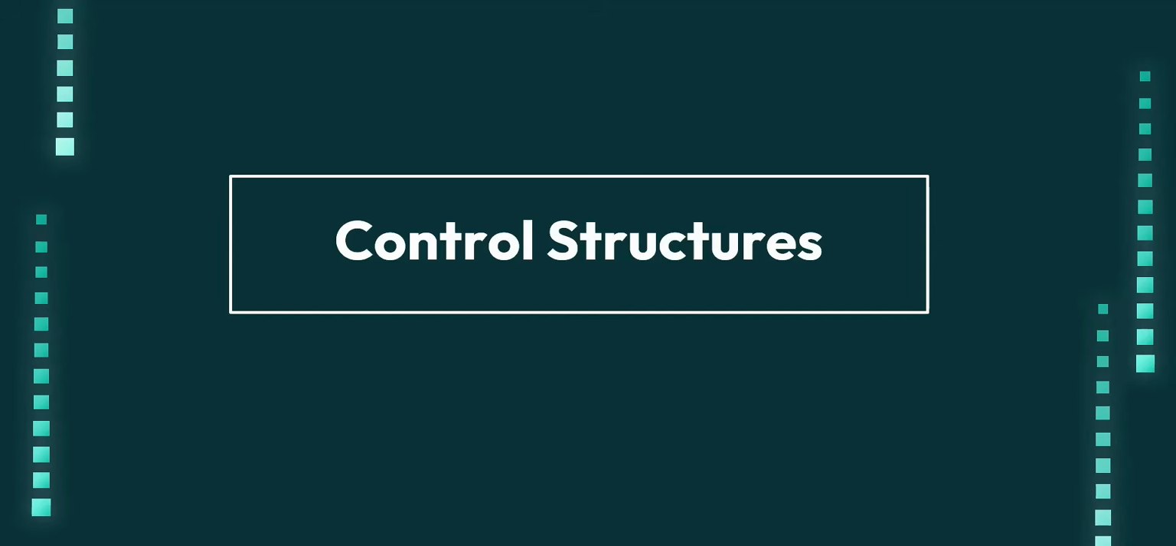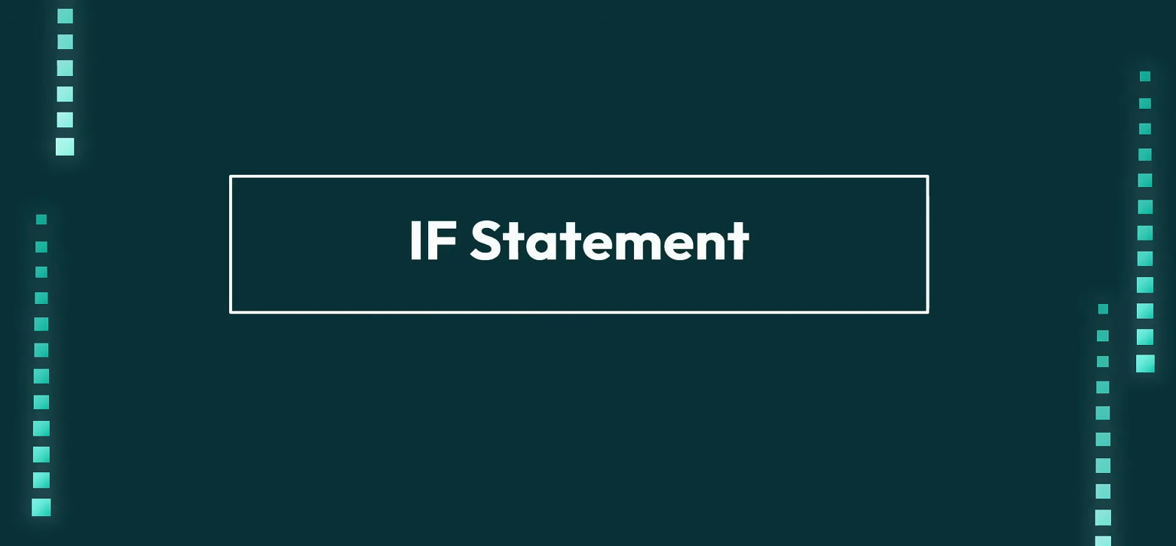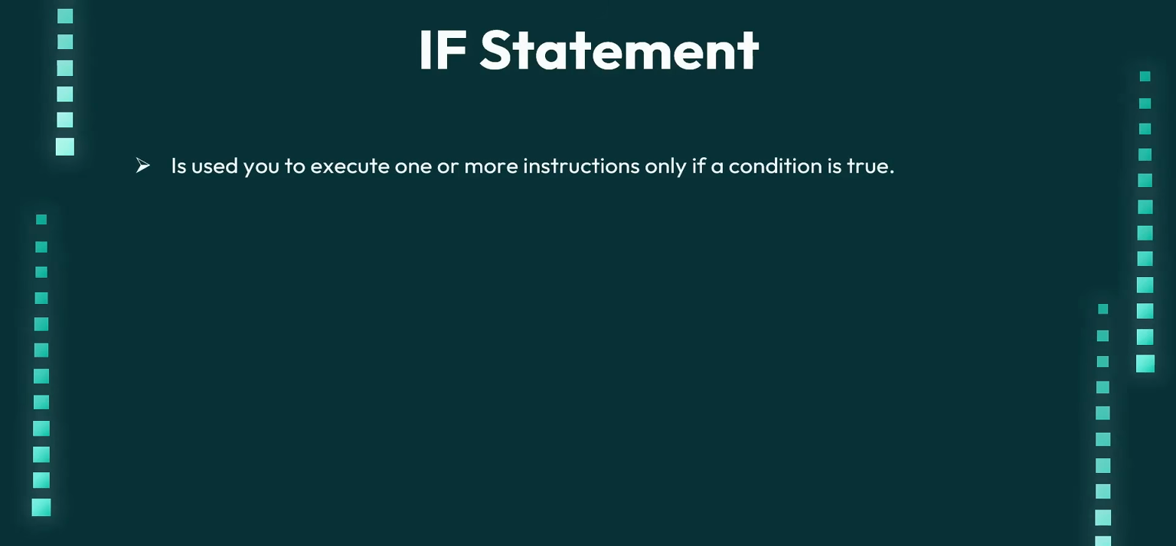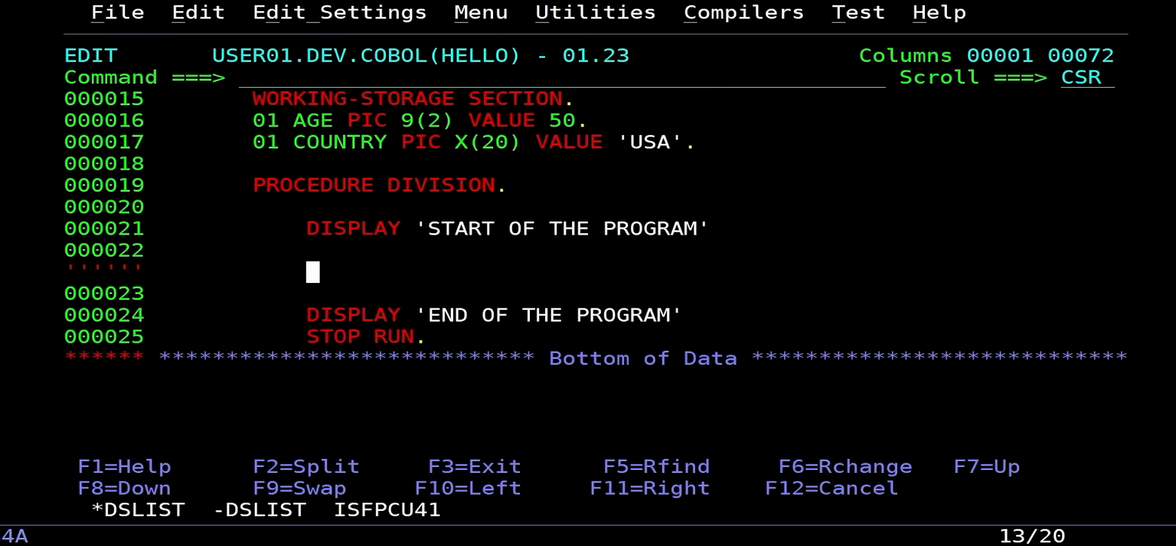In this new section, we're going to see how to structure the logic of our program using control structures. We'll start with conditional structures using the if statement. The if statement allows you to execute one or more instructions only if a condition is true. Here's the syntax of the if statement.